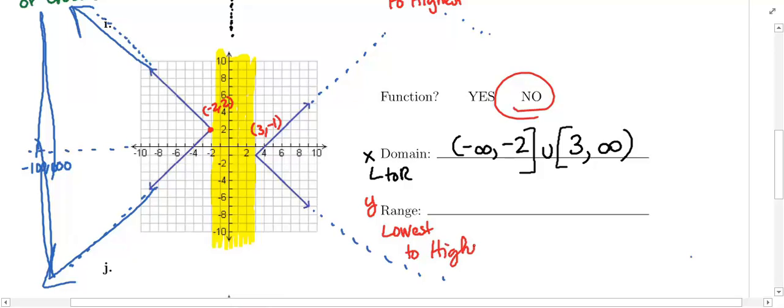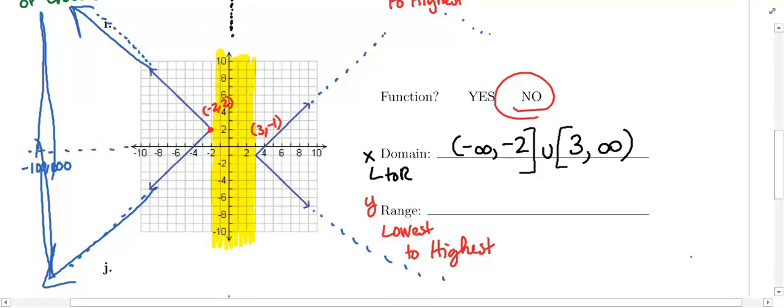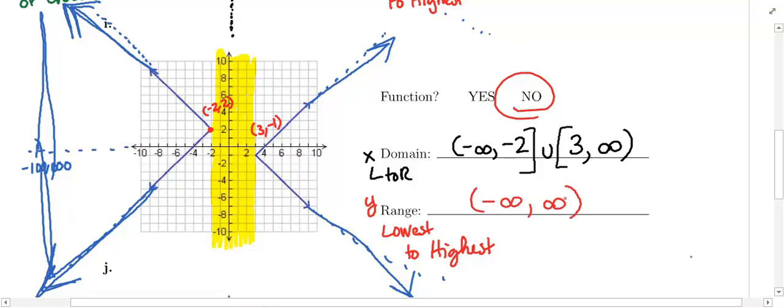Okay, if you pick either of the pieces, let's start with this piece. Where's the lowest point? Well, the graph keeps going down, down, down forever. Where's the highest point? It keeps going up, up, up forever. Same thing on the second piece. It keeps going down forever, and this way it keeps going up forever. So the lowest point we can say is negative infinity. The highest point is positive infinity.